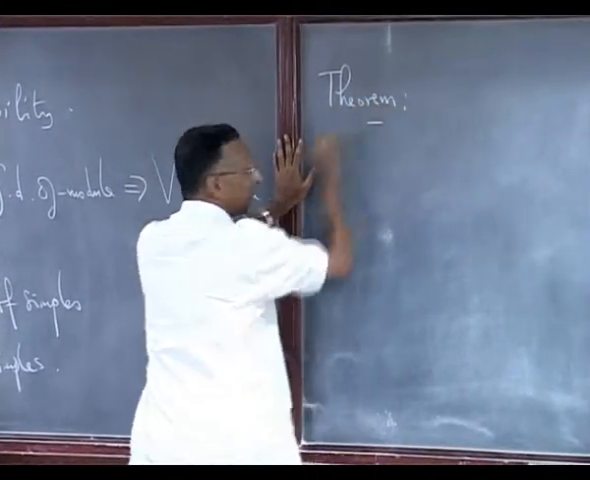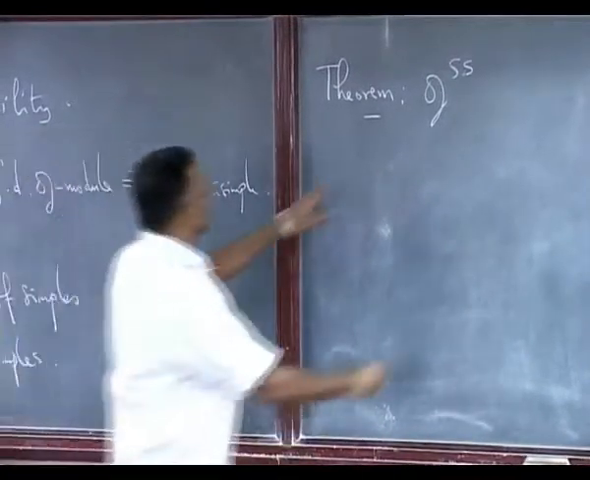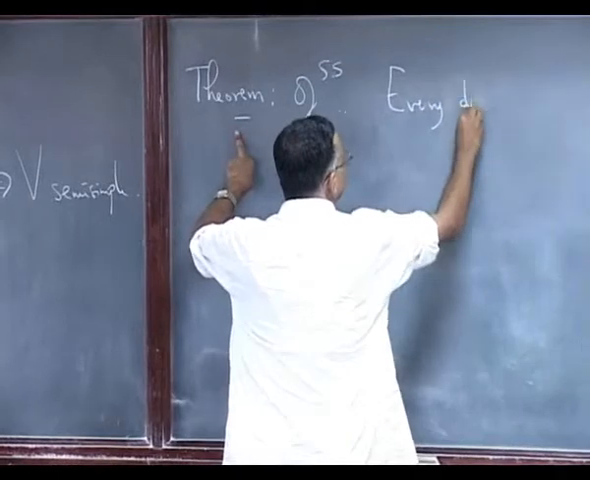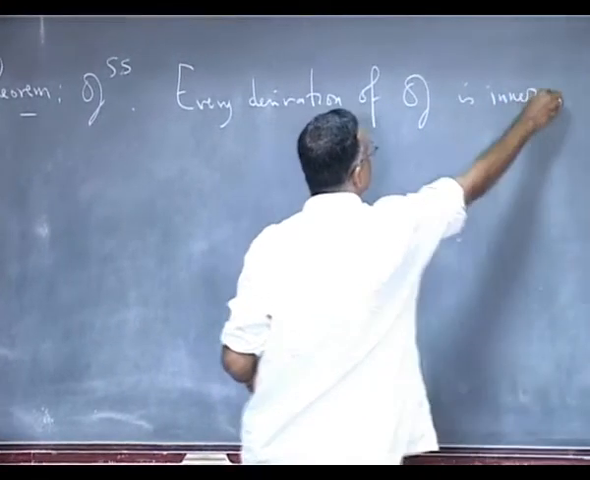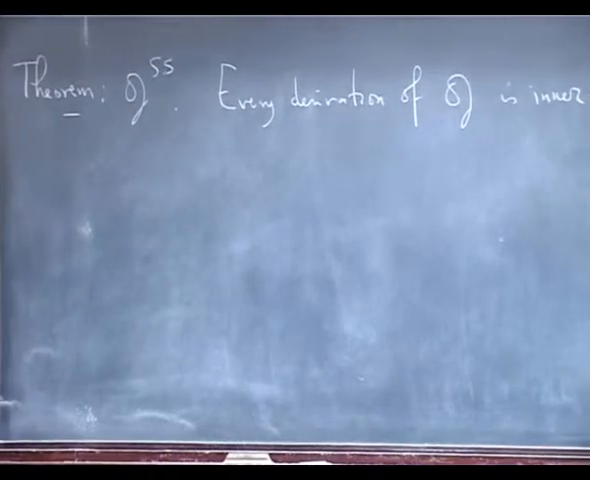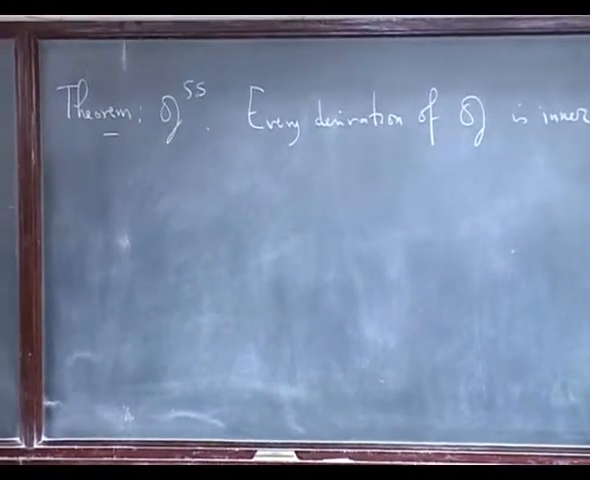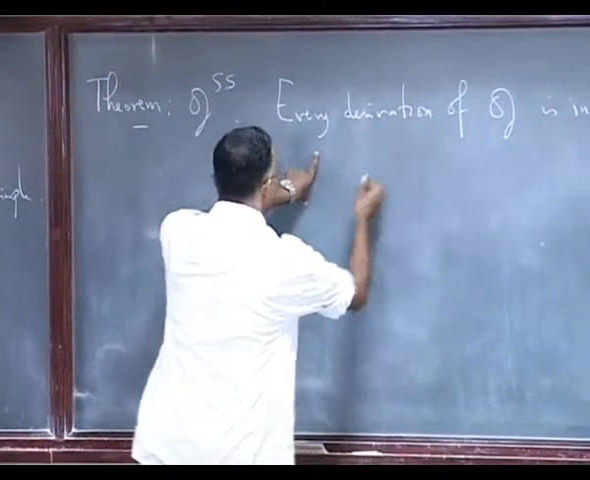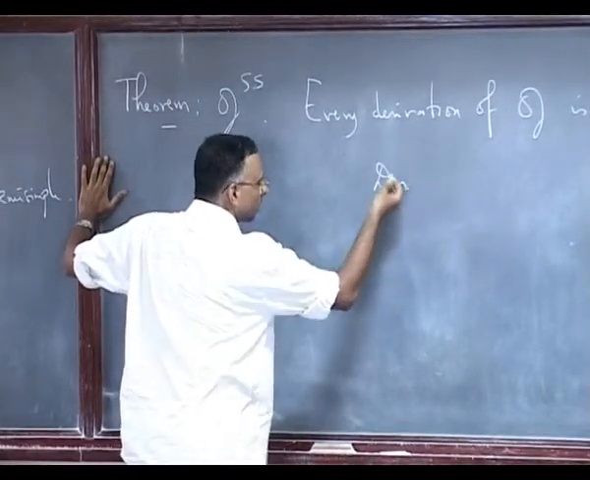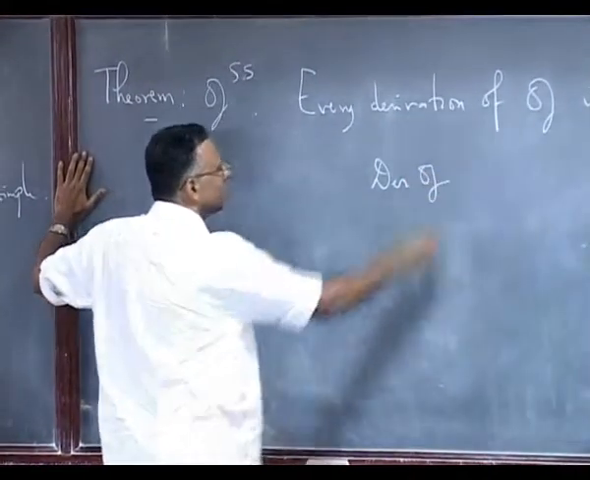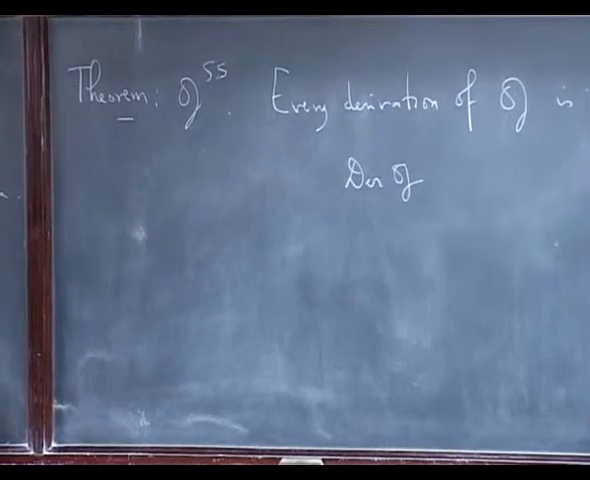This is important, it's worth calling it a theorem. G semi-simple, I'll just shorten it to this. Every derivation of G is inner. So what does this mean? Let us understand the statement. If you have any algebra, you can talk about the derivations of that algebra. In this case, we can talk about the derivations of this given Lie algebra, semi-simple.